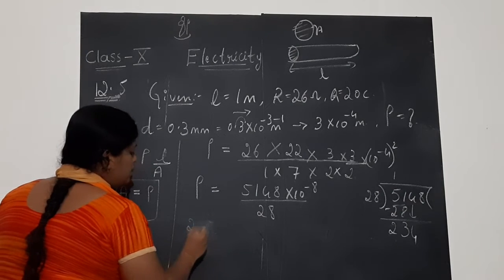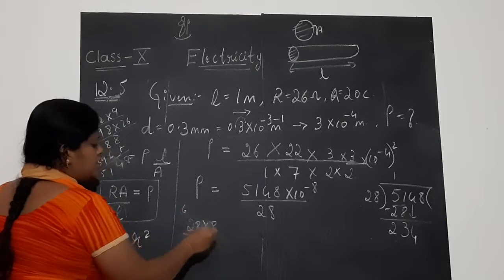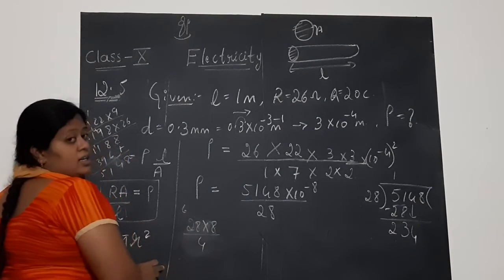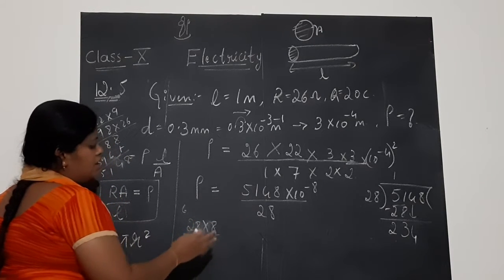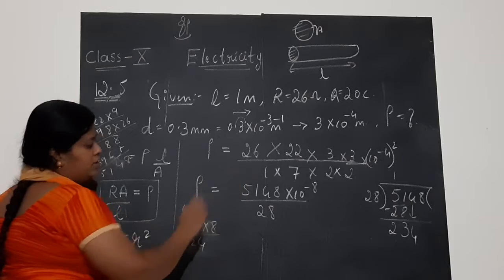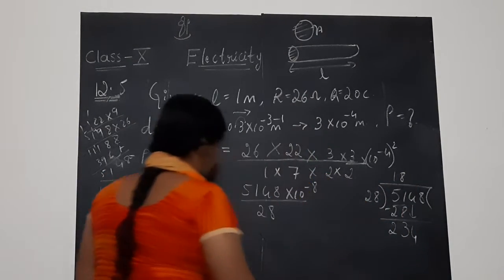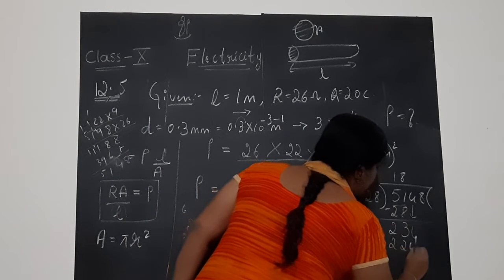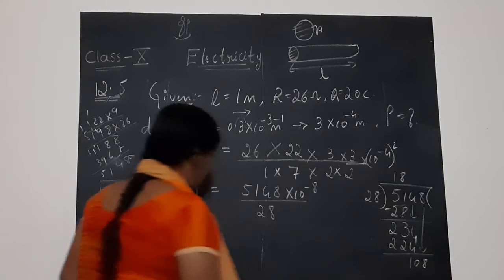So what I will do is 28 into 8. 8 8s are 64, 6 carry. 8 2s are 16 plus 6, 16 plus 6 is 24. So 224. If you add 10, you cannot go with 28. So the difference is 5. Bring down the next number, 8.